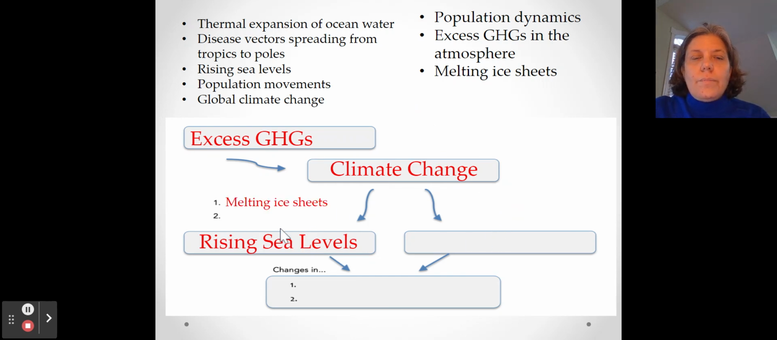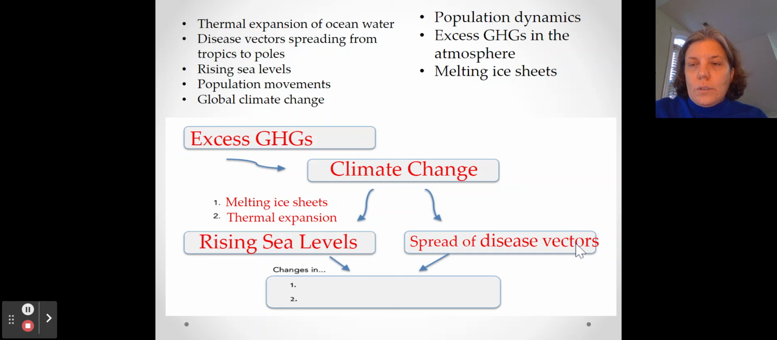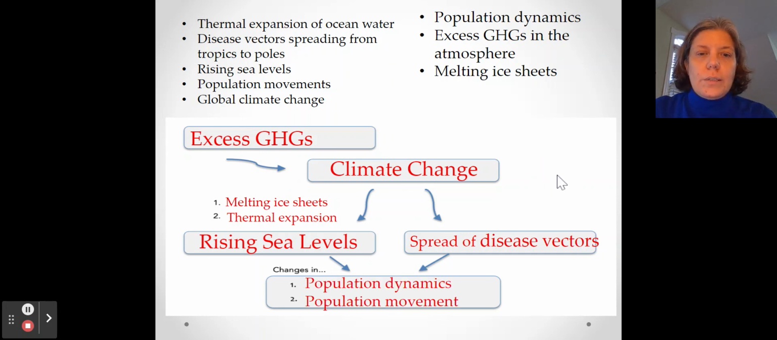From rising sea levels, how does that happen? Melting ice sheets. So when ice melts, you're going to raise the sea level, and also thermal expansion of water will raise the sea level. It also leads to spread of disease vectors. So diseases getting into places where they previously could not because the climate was not correct for them, and now they can spread to lots of other places.